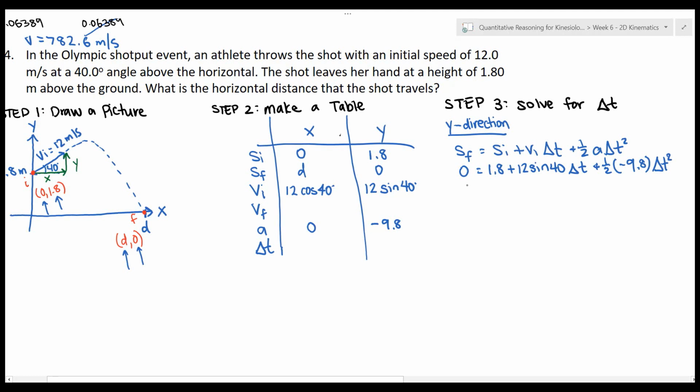So I'm just going to rearrange this so that it's all in the correct order. The delta t squared term should be first. So 1/2 times negative 9.8 is negative 4.9 delta t squared. Then I have 12 sine 40, so I'm going to type that on my calculator. 12 sine 40, which is plus 7.713 delta t, and then plus 1.8. All of that equals 0.